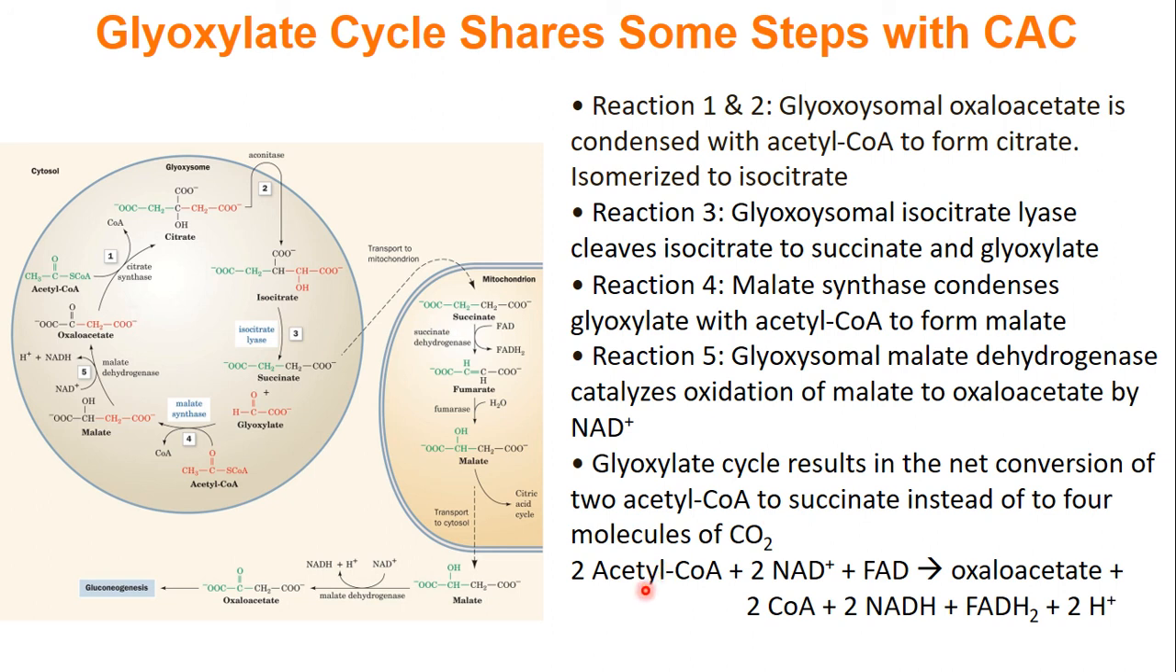Overall, you use 2 acetyl-CoAs, 2 NAD pluses, and FAD. And what you make is 1 molecule of oxaloacetate, 2 coenzyme A's, 2 NADH, plus FADH2 and 2 hydrogens. So basically, instead of making carbon dioxide, you're going to just make additional oxaloacetate, which can be used to make glucose. Fortunately, humans don't have this pathway. This is just seen in plants.